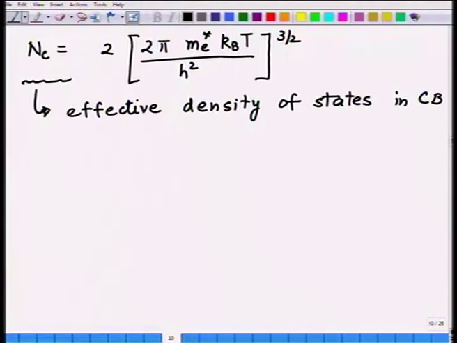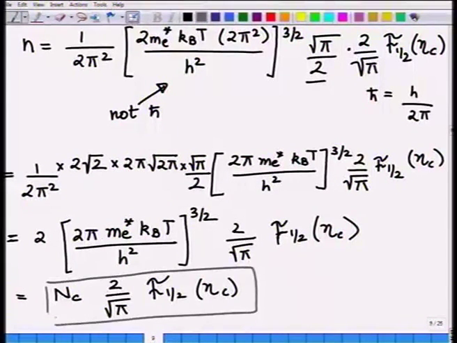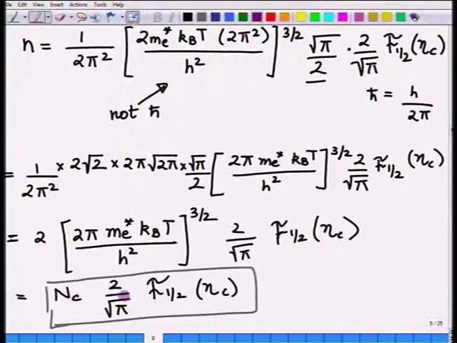Why this terminology is used will become clear in a minute, but you can see from here that I have simplified this expression in a symbol form. N_C is a standard definition, whose coefficients are all written out here. N equals N_C times 2 by root pi times the Fermi-Dirac function of order half. Having written this, let us now do the same for holes in the valence band. Let us carry out the similar exercise for holes as well, and when we do the same exercise for holes, let us go back.